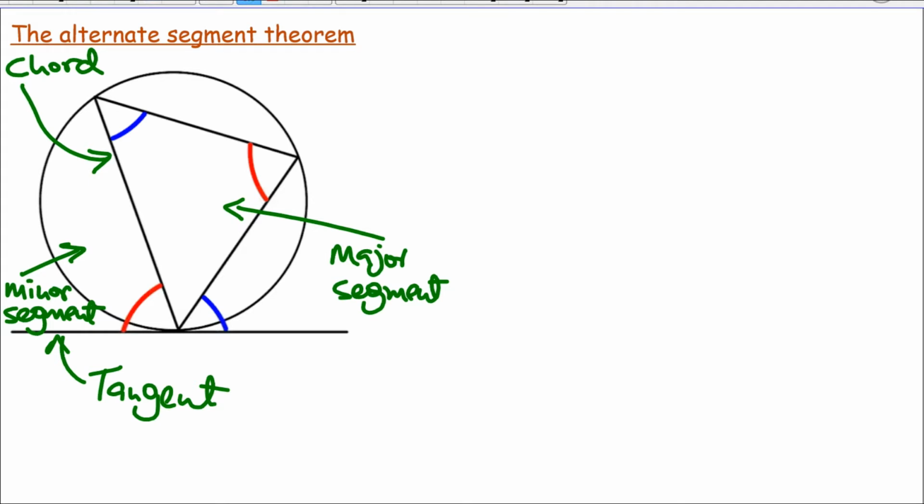We have a minor segment, a major segment, and then we have a tangent. What we want to investigate is the relationship between these angles. This angle and this angle. And we also want to see the relationship between this angle and this angle. All right. So what I'm going to do is open an application that will help us to explore that.